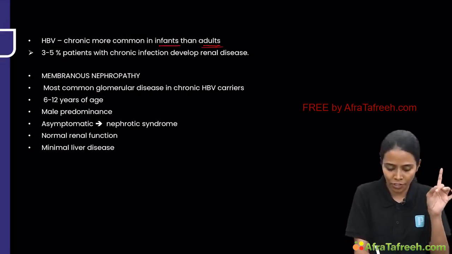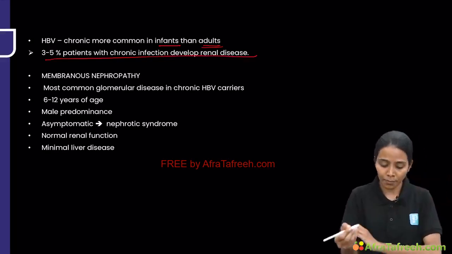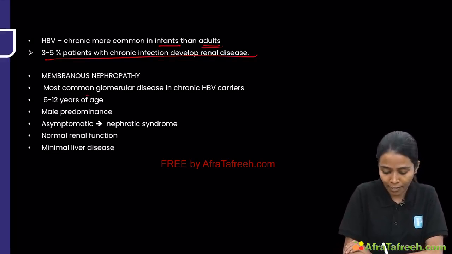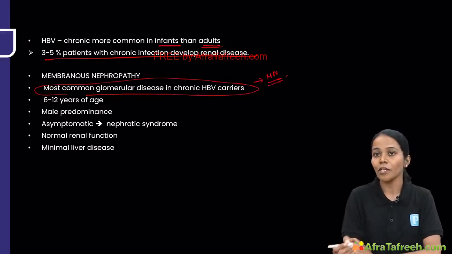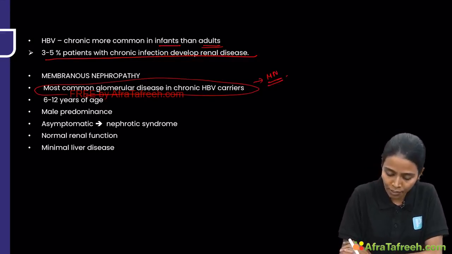3 to 5% of patients with chronic HBV infection develop renal disease. And the most common glomerular disease in chronic HBV carriers is membranous nephropathy. Very, very important to remember. We know chronicity is mostly seen in children. It is seen between 6 to 12 years of age, with males having it more than females.